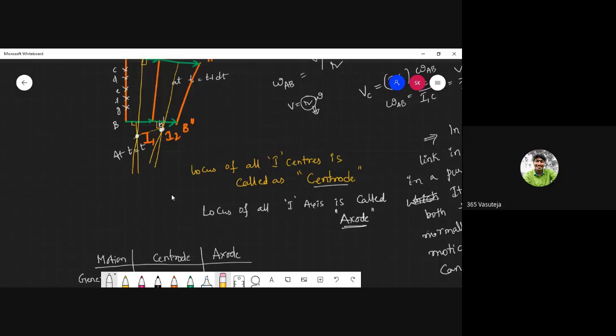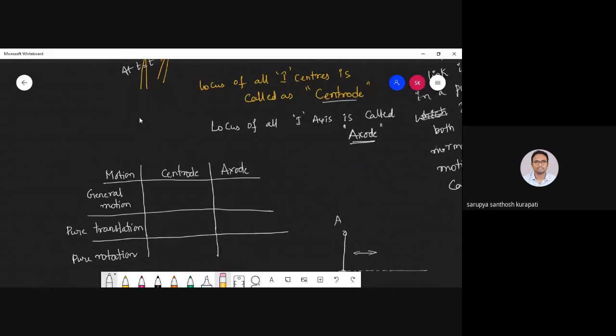I1, I2, joining them, next I3, somewhere here, I5. So these are the points. Is it in a line or is it somewhat of a curve? An uneven curve, yes or no? Yes, sir. The centroid is like a curve.